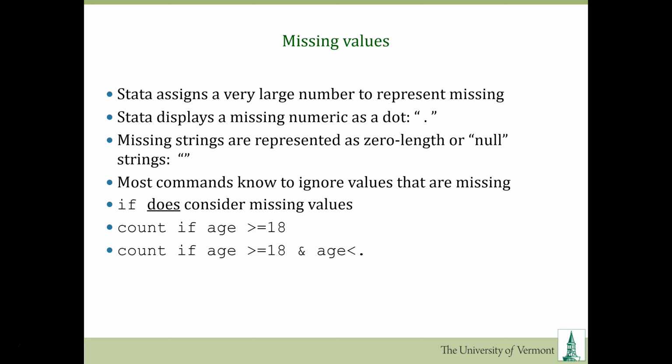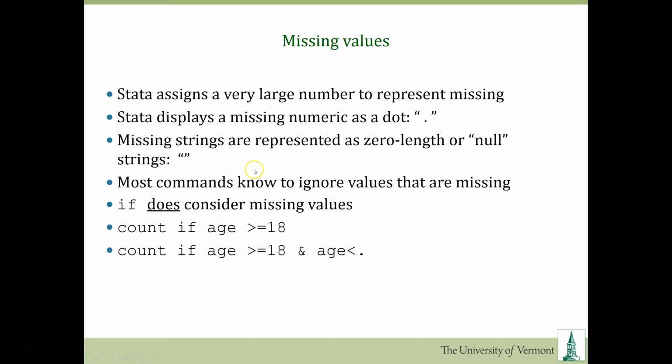Okay, I mentioned missing values. Let's talk about them a little bit more. Stata uses a very large number inside the computer memory to represent missing numbers, and it will display a missing numeric value as a dot or a period. Missing strings, on the other hand, are represented as a zero length or null string. So that is basically the quote marks with nothing between them. They're right up elbow to elbow there.